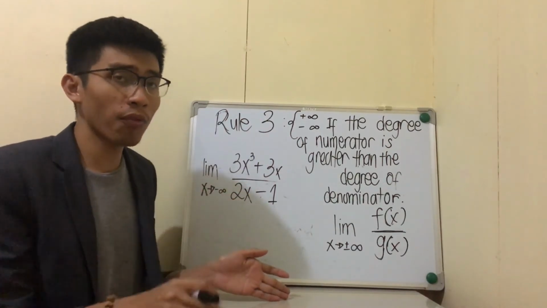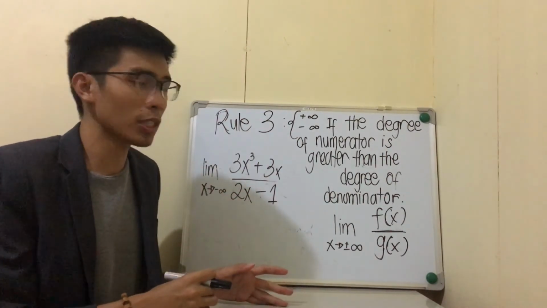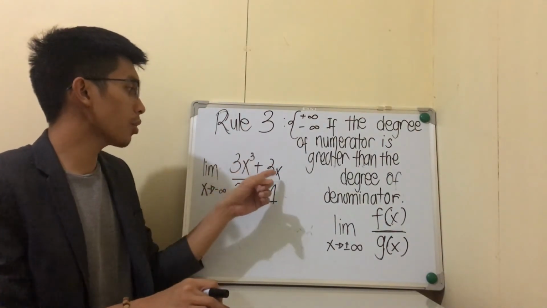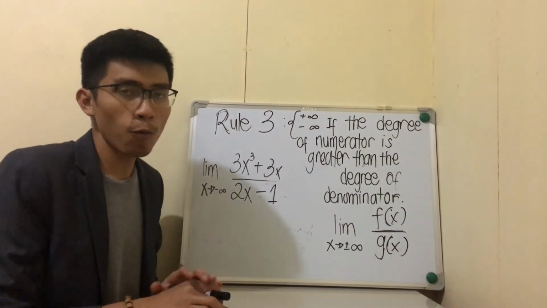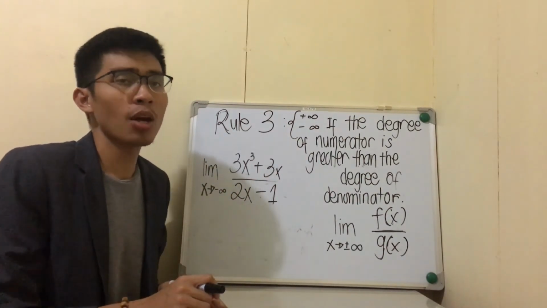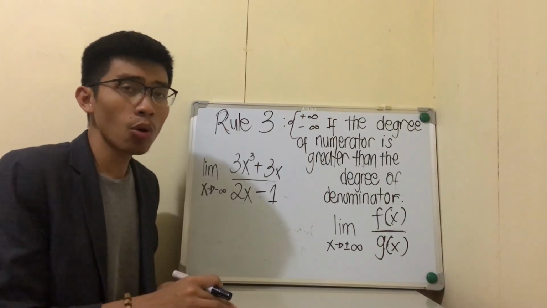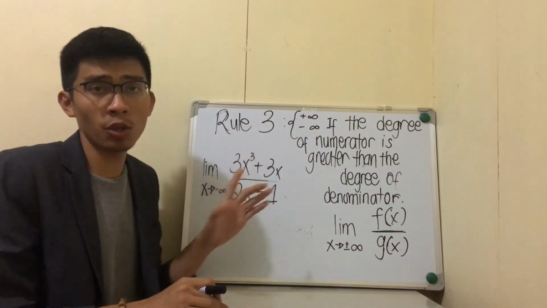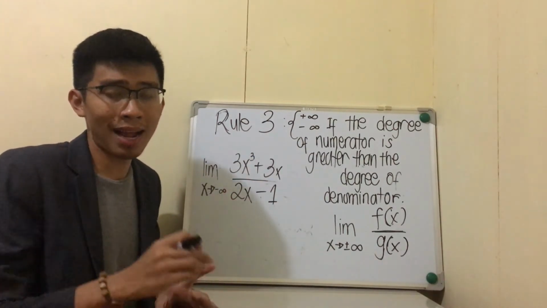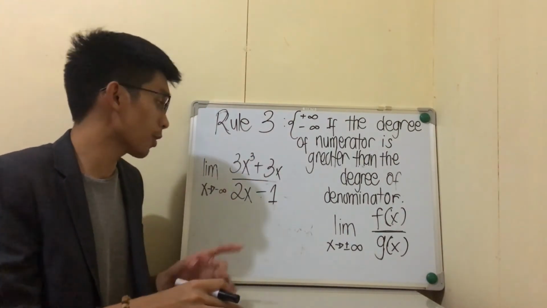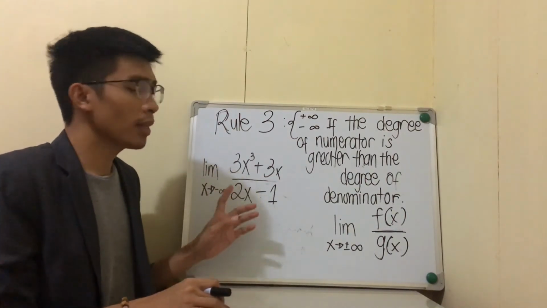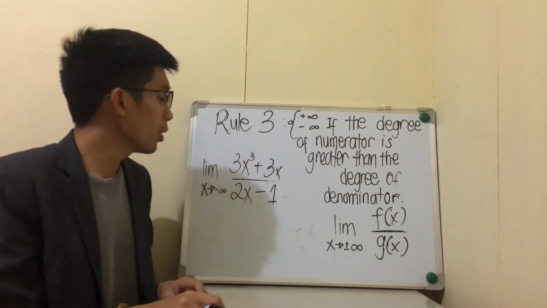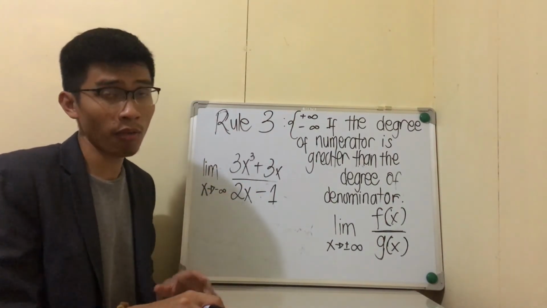So let's try to find the limit of the function by mere inspection. Say for example, I have here the limit of 3x cubed plus 3x all over 2x minus 1. Same thing that we did in our previous rule 1 and rule 2. Let's know what the leading coefficient is. Our leading coefficient here is 3x cubed because x cubed consists of the highest power, or the highest exponent, among other terms. And for the denominator, the leading coefficient is 2x because 2x consists of the highest power among other terms, where x approaches negative infinity.